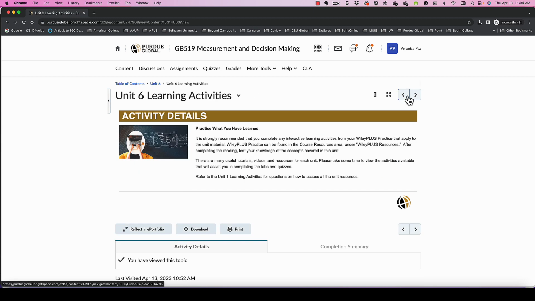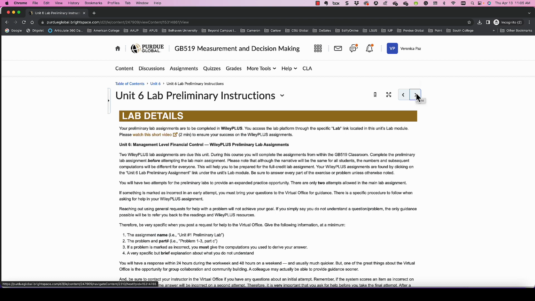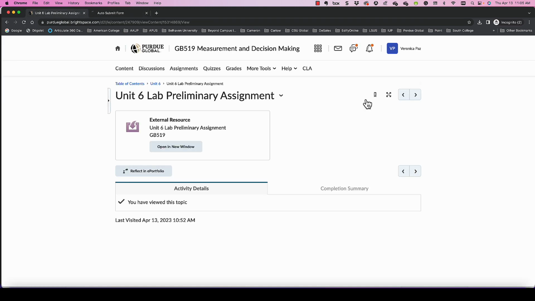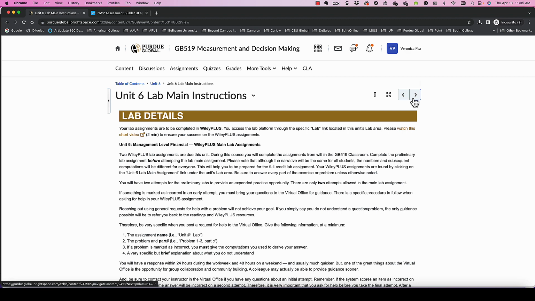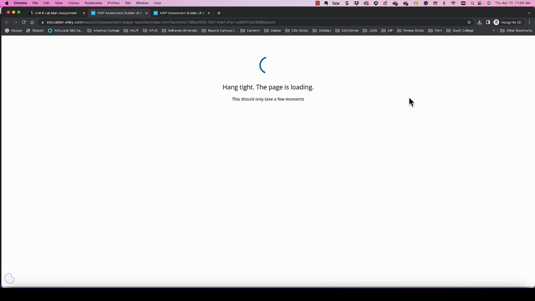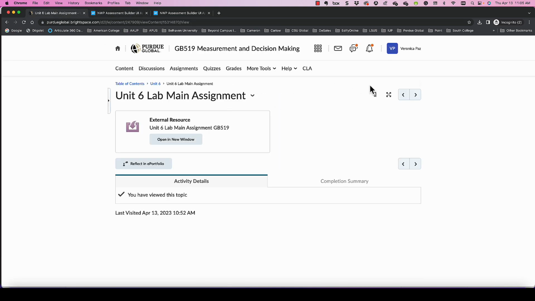And then we have several learning activities to help you complete the Lab 6, the preliminary instructions for the lab, very similar to what we have been doing throughout the course. And then we also have the Lab 6 main instructions for your lab, and that's the only assignment, your discussions and your lab, for this week.